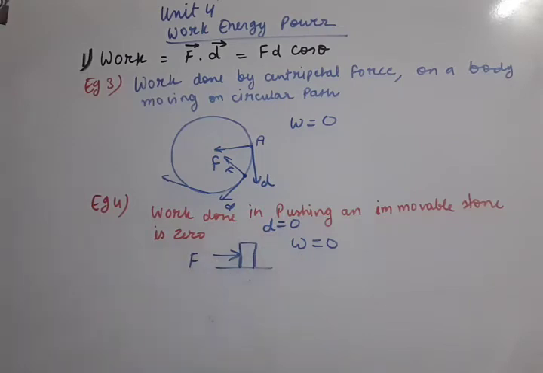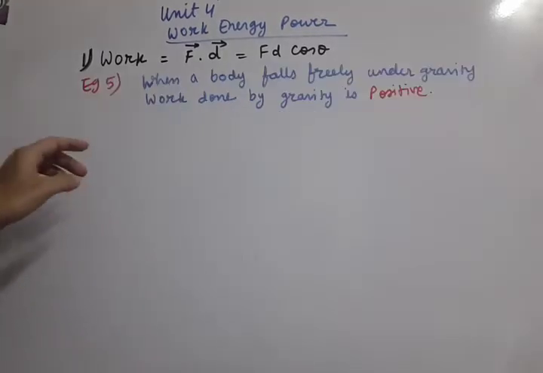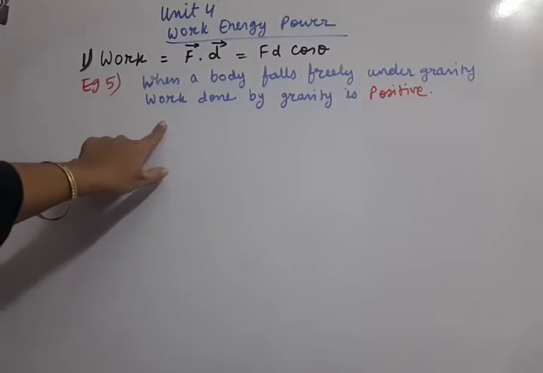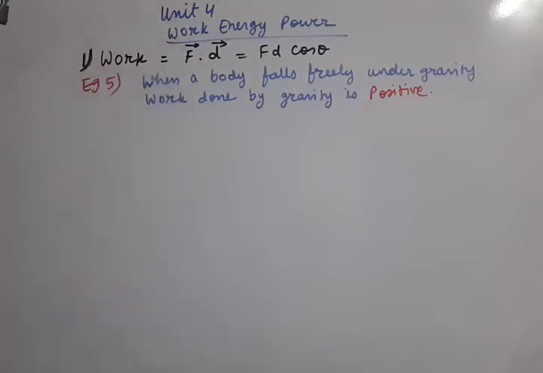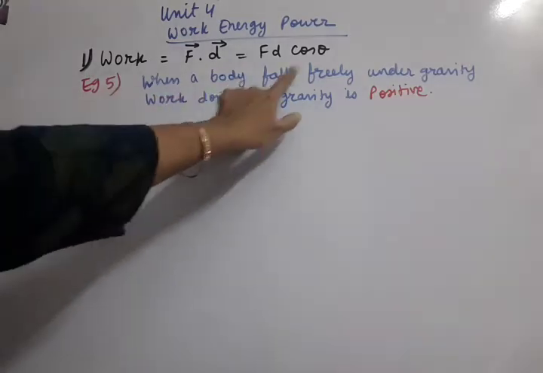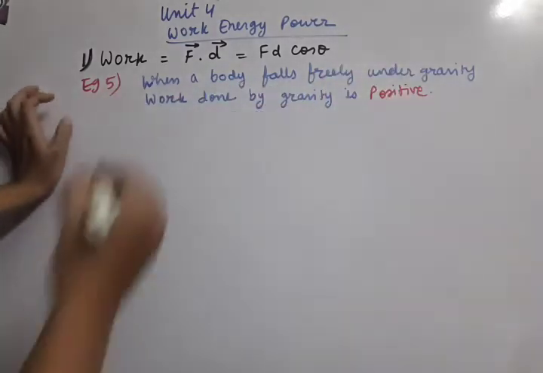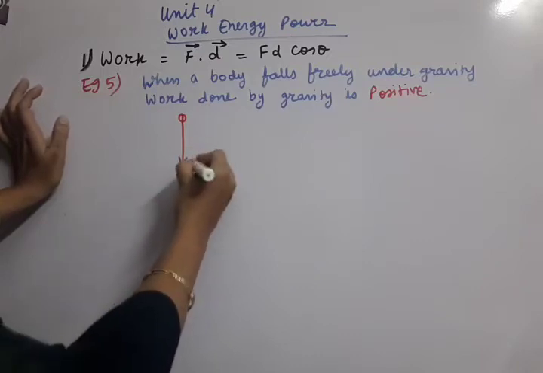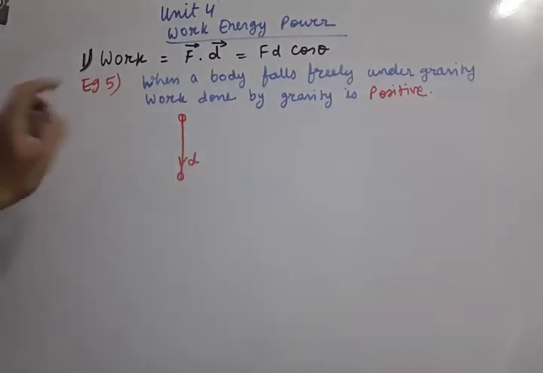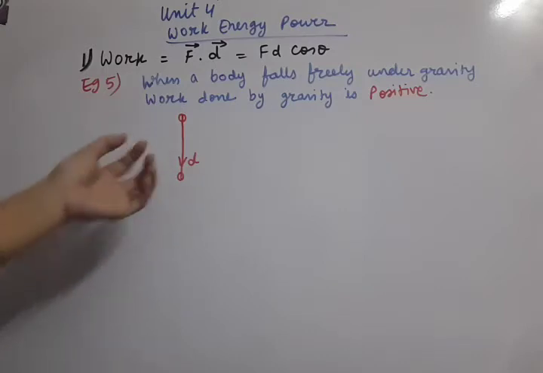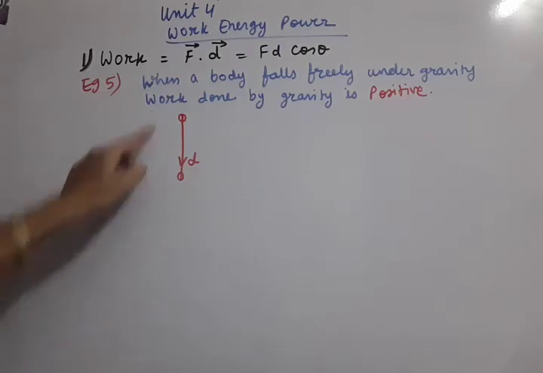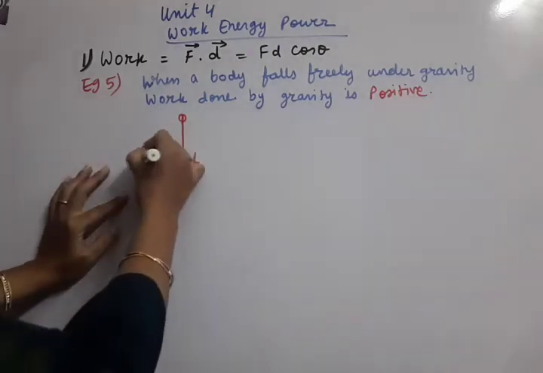Let us move to some more examples. Now see this example number 5. This is not about 0 work. We will also study some positive and negative work examples. Suppose a body falls freely under gravity. So an object is falling freely under gravity, and displacement is downward. And what is making it move downwards? That is the force of gravity. The force of gravity is also downwards only.